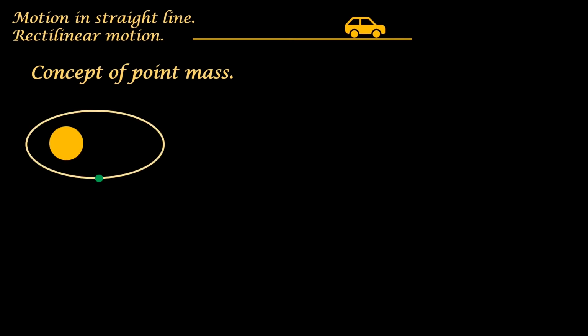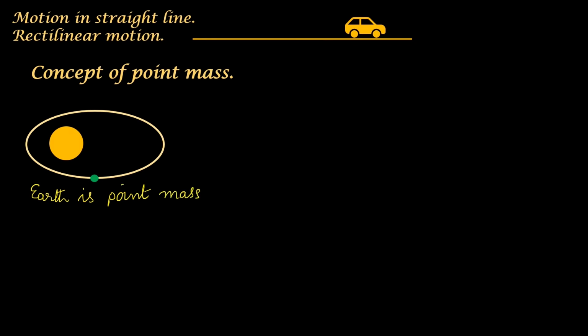The Earth revolves around the Sun in its orbit. The distance traveled by the Earth in its orbit is much, much greater than the diameter or the size of the Earth. Therefore, Earth is considered as a point mass or point object in this case.